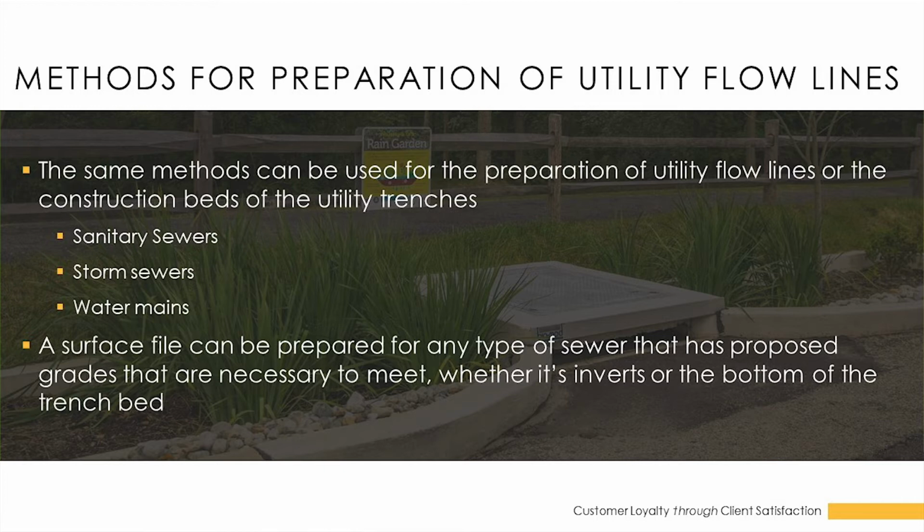You would prepare the alignment file from structure to structure along the alignment of the center line of the pipe. The 3D polyline would be created to go along the flow line of the proposed pipe to create the profile. Or you can prepare a surface for the bottom of the trench. The operator can then use functions within the machine for offsets from the alignment, the profile, or the surface.